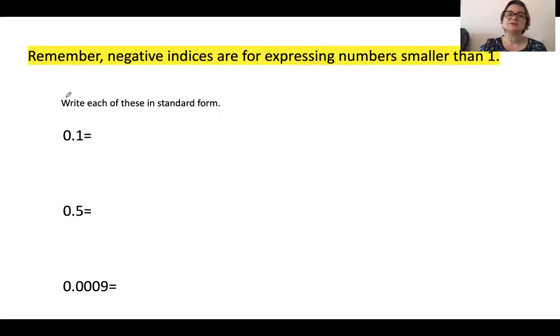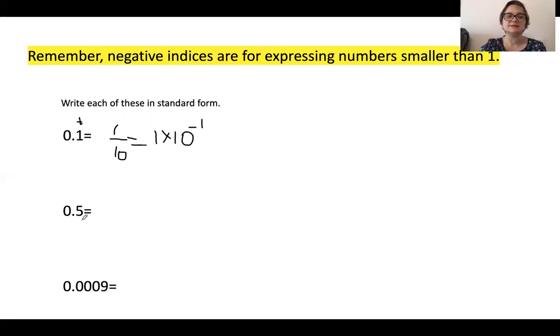So let's have a look at the first one, 0.1. The step says write the number as a fraction, so 0.1. This is a tenth. So I'm going to write a little lowercase t, which stands for tenths. Okay, so 1/10. Now, this one can be written as 1 times 10 to the power of minus 1.